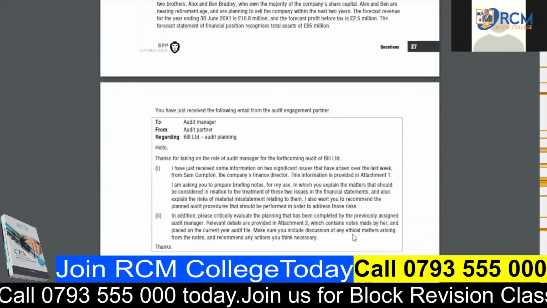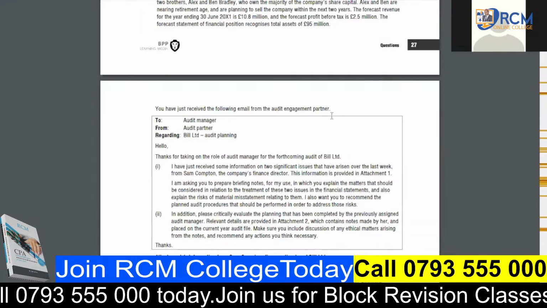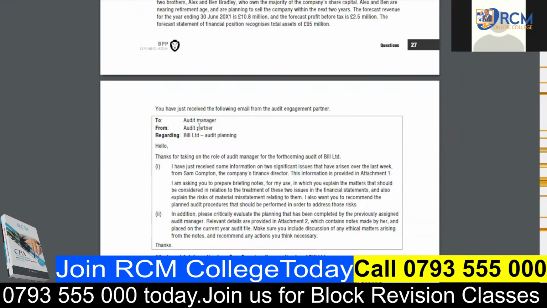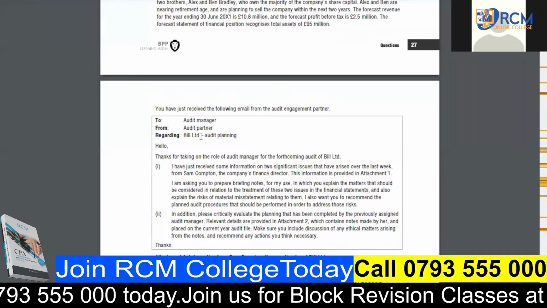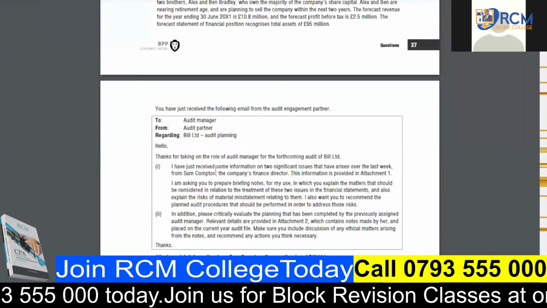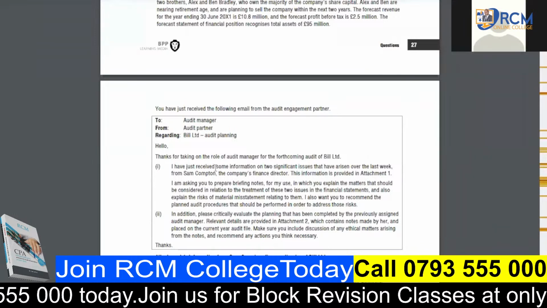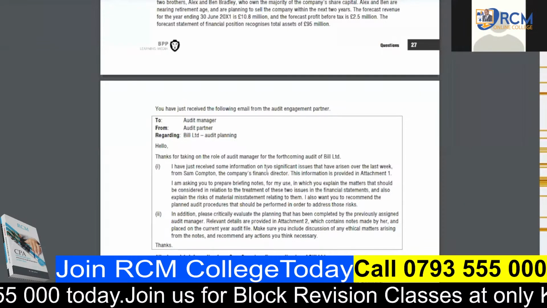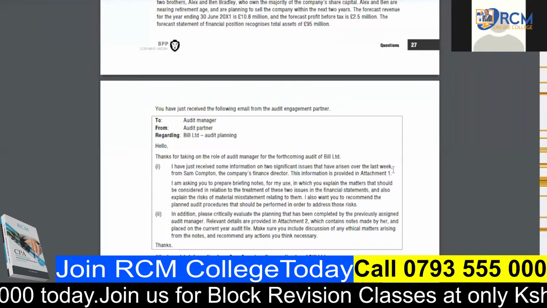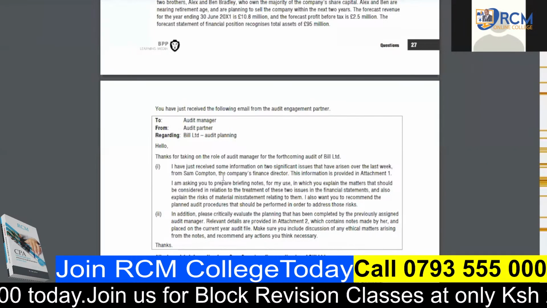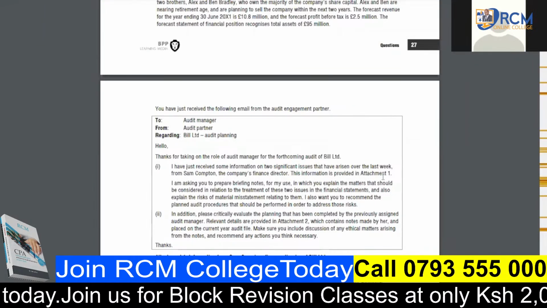The financials wametupatia. You have just received the following email from the audit engagement partner to the audit manager regarding the Bill Limited audit planning. Hello, thanks for taking on the role of audit manager for the forthcoming audit of Bill Limited. I have just received some information on 2 significant issues that have arisen over the last week from Sam Compton, the company's finance director. This information is provided in attachment 1.